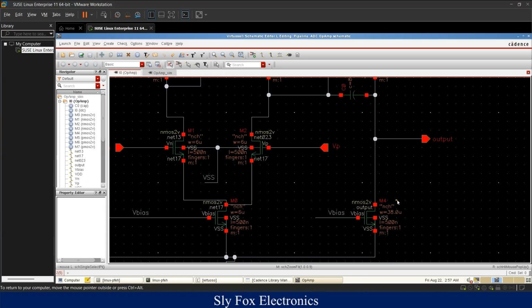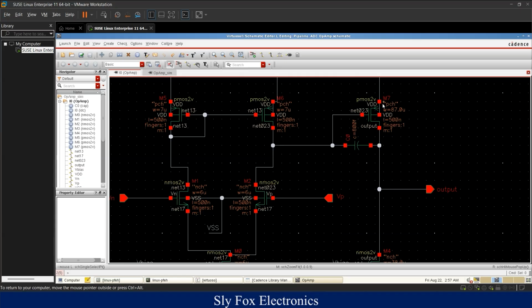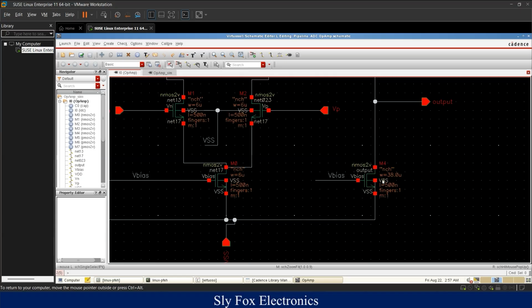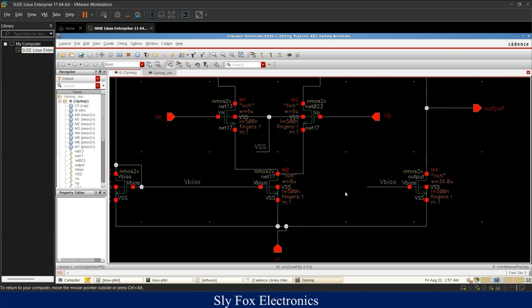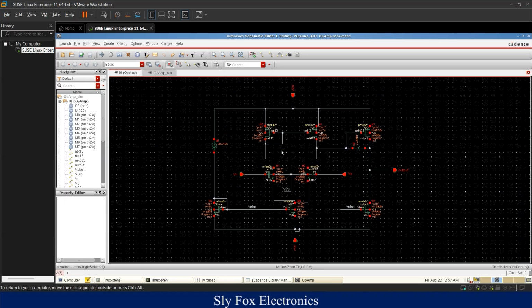This M4 transistor is the active load for this M7 transistor. Its width is set to 38 micrometers and its length is set to 500 nanometers. Its gate is connected to this node here, and I've connected the gate of this transistor to node here with net names techniques in order to avoid nasty wiring.